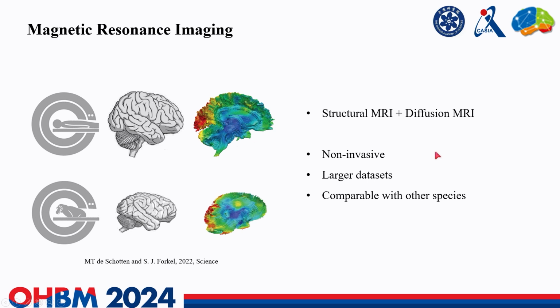Neuroimaging contributes a lot to comparative neuroscience. MRI allows us to acquire data from multiple modalities non-invasively. And most importantly, it provides an approach to acquire data from multiple species using the same non-invasive method.